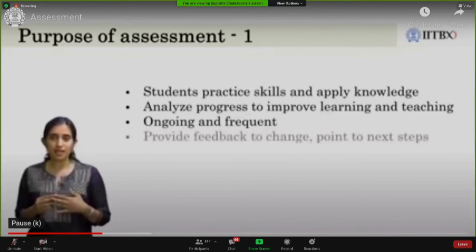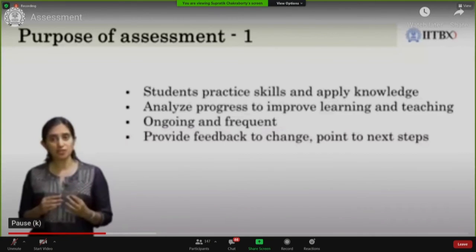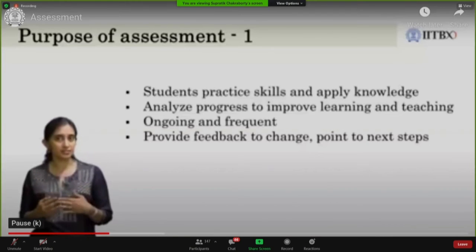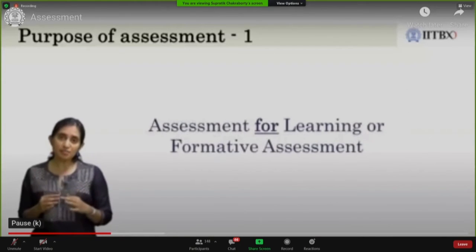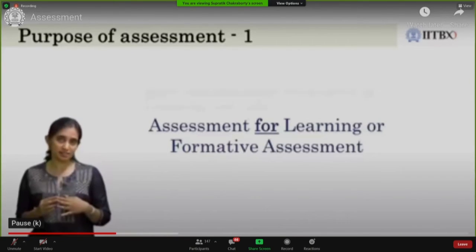Okay, let's continue. And a key element of such assessment is feedback to the learner and feedback to the teacher that helps them improve this teaching and learning process. Assessment for such a purpose is called assessment for learning or formative assessment.